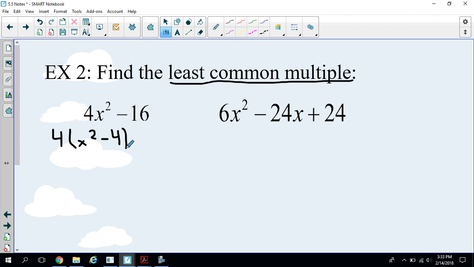And remember, we need to factor all the way down. So that x squared minus 4 changes into an x minus 2 and an x plus 2 here.